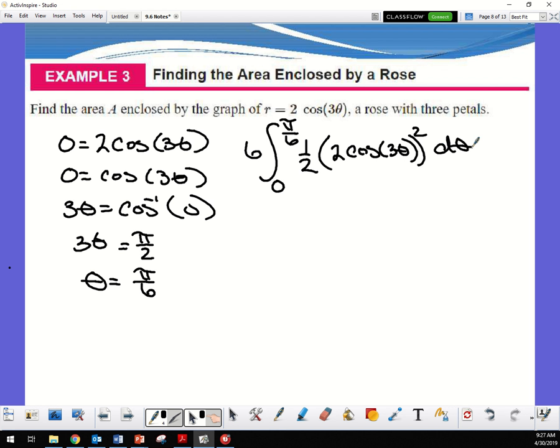Wait, how do you know it's going to be 6? Okay, so going back to the graph.